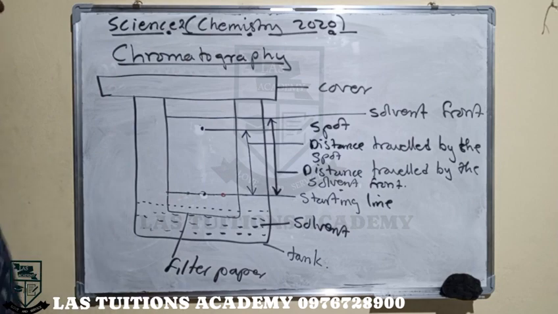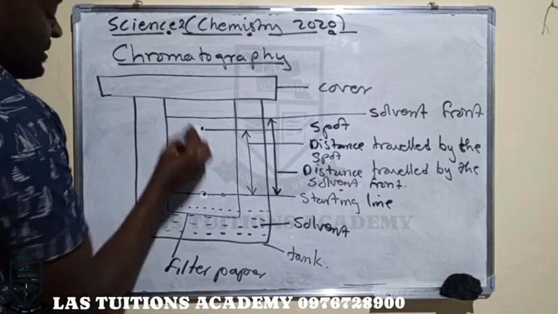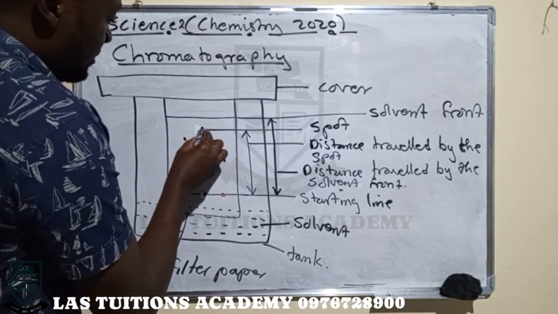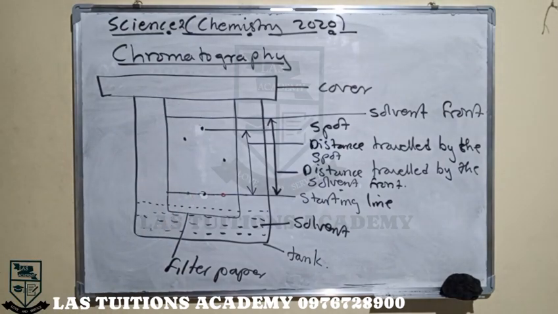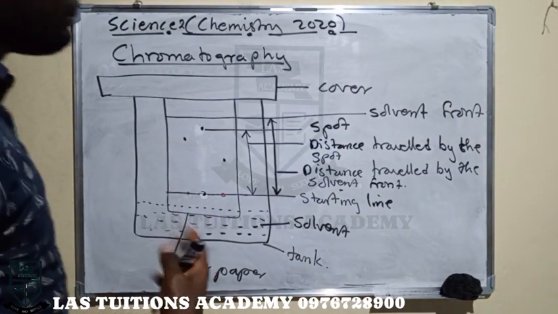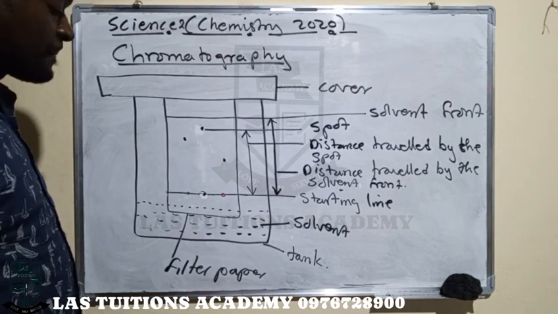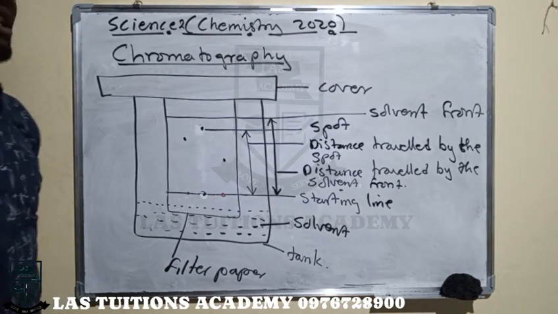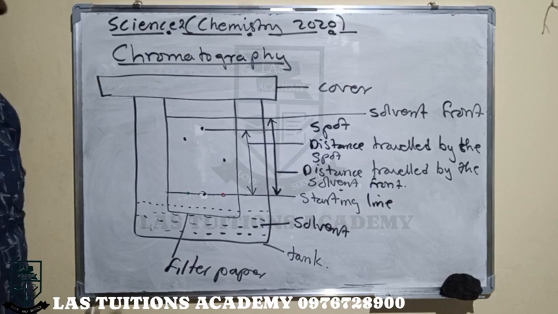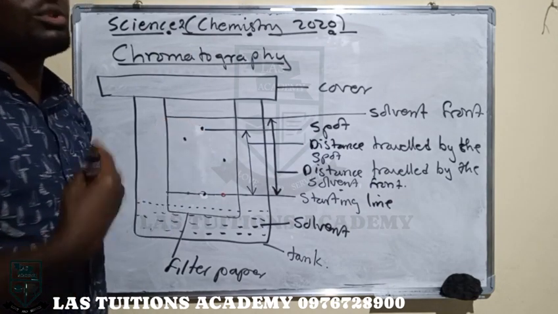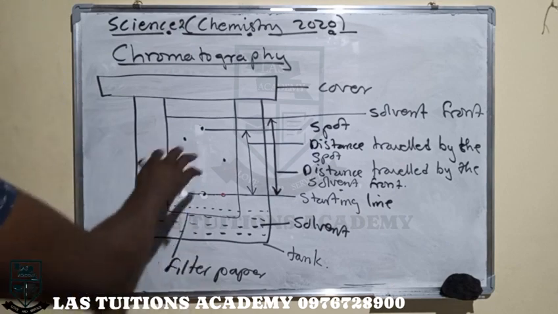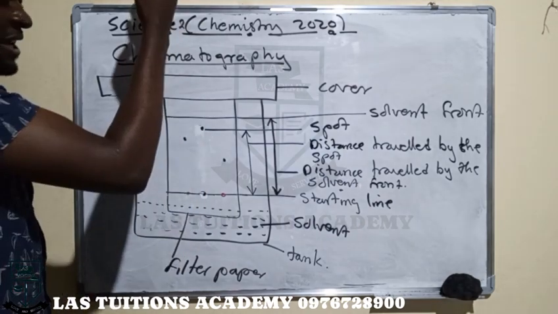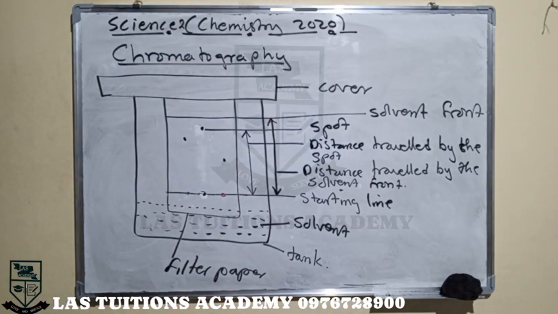Now the one that rises the most, for instance maybe this one ends here, this one ends there, and this one ends there, the one that rises most is more soluble in this solvent. When we talk of solubility, we are simply saying it dissolves fast. The one that goes high dissolves more than the others. So this one is more soluble. It dissolves fast, that's why it goes fast. That's what happens in paper chromatography.